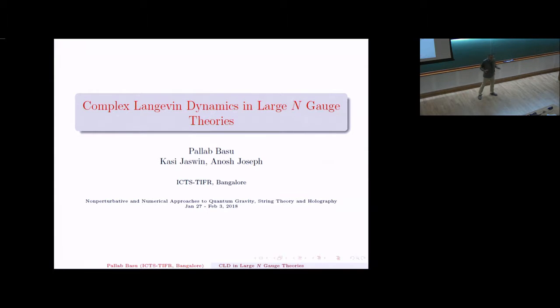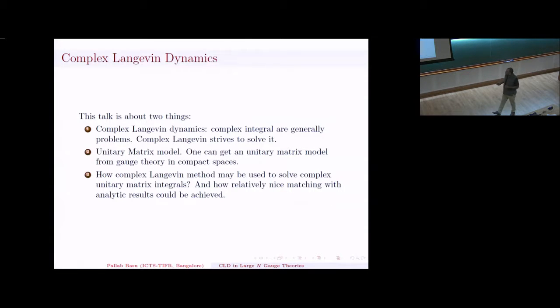First, let me say there will be a few parts to this talk. In the first part, we'll discuss what a unitary matrix model is, why it is important, and what complex Langevin dynamics is. Then I'll discuss how complex Langevin dynamics can be used to study this matrix model. Many analytic results are known for the unitary matrix model in 0 dimensions, and I'll discuss the connection of our simulation with those results.